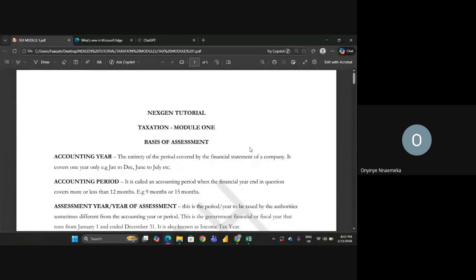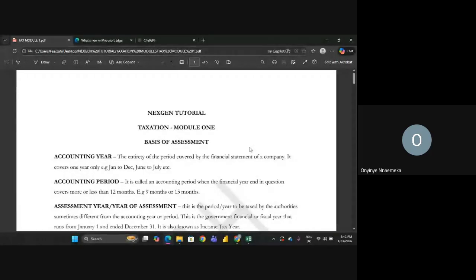So first, let's talk about the accounting year. The accounting year is the period covered by the financial statement of a company. A company would choose their own accounting year. They may want the accounting year to run from January to December every year, June to July, April to May. You can choose your accounting year. And remember that this accounting year is for accounting purposes only.